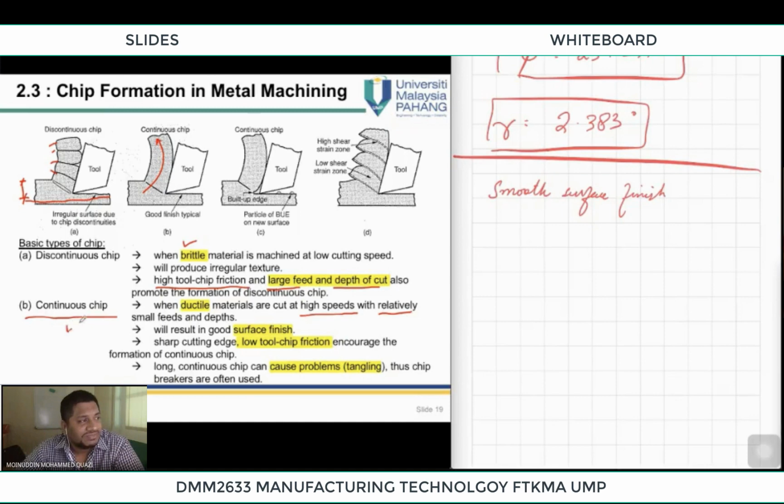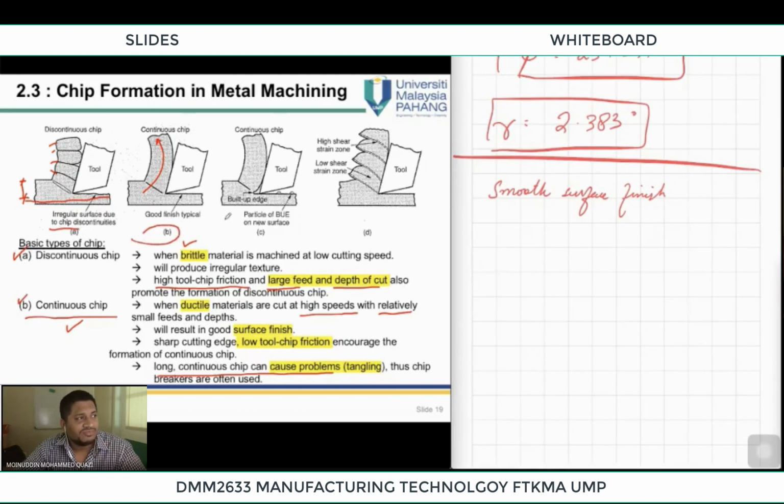So continuous chip is always recommended. However, long continuous chip can cause problems. They can get stuck in the tool and workpiece. If the chip is very, very long, then it can get stuck somewhere. So to prevent this, we use chip breakers. Later on, we will see how the chip breakers work. So we discussed discontinuous chip, diagram A, and continuous chip, diagram B.